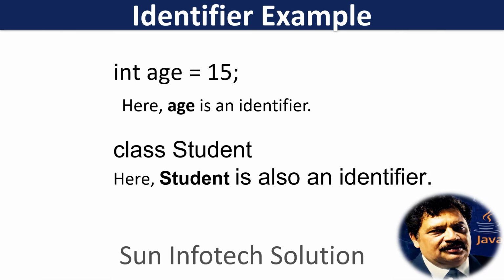Suppose I want to create a variable. int age is equal to 15. So int is the data type, age is the variable name, and you are assigning the value 15. It means that this is a declaration plus initialization of a variable. So here age is an identifier. Again, if you write class and then the name of the class is Student, so here Student is an identifier. So the name given to the various parts of the program is known as an identifier.